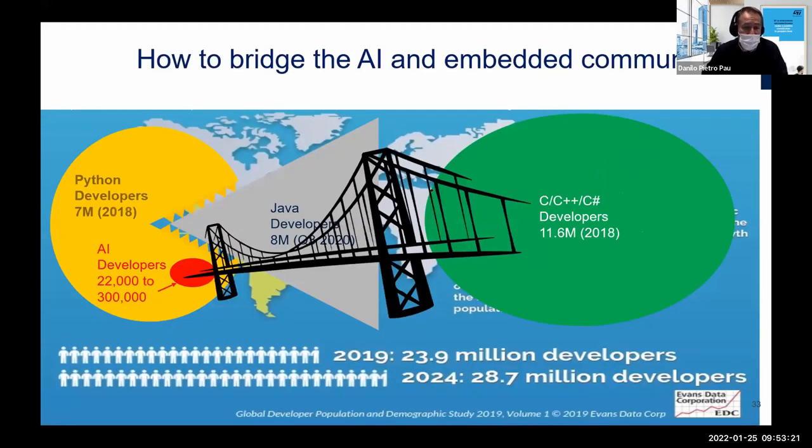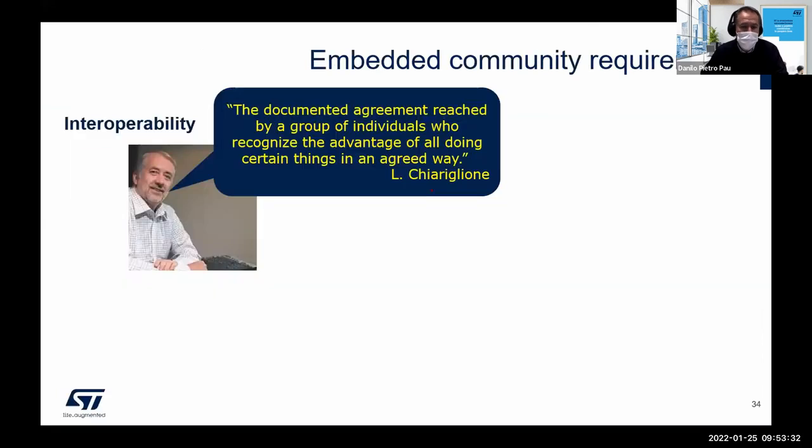What is the bridge? An automated machine learning design methodology, which is capable of producing solutions which are deployable. So all that I said before is to come to this point. However, there are further requirements I would like to mention. First of all, this is the one that I like most because I had the privilege to work for some time in the ISO organization where Leonardo Chiariglione was the convener.